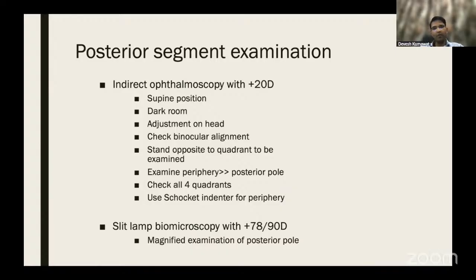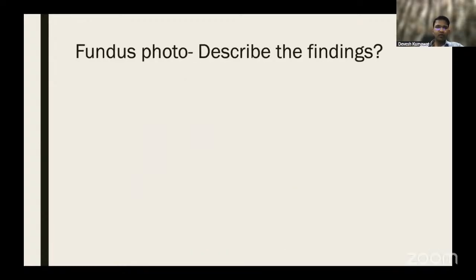You have to perform a slit lamp examination also, with a 90D or 78D lens for a dilated fundus examination, a binocular magnified examination of the posterior pole, because your indirect ophthalmoscopy may miss findings at the macula, such as a subtle ERM or macular edema or a small macular hole. So it may be difficult to comment on such findings, or if there is shallow macular detachment. So these findings will be picked up on a magnified examination using slit lamp biomicroscopy.